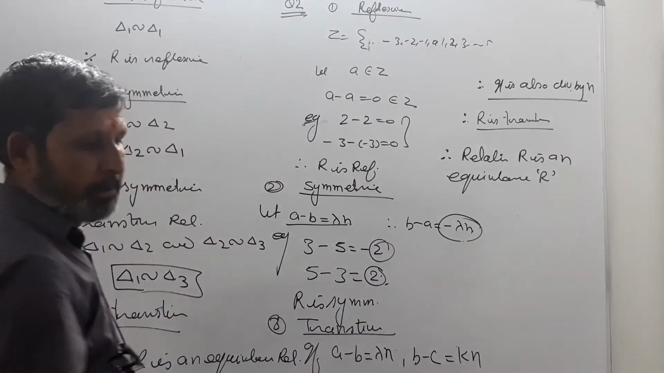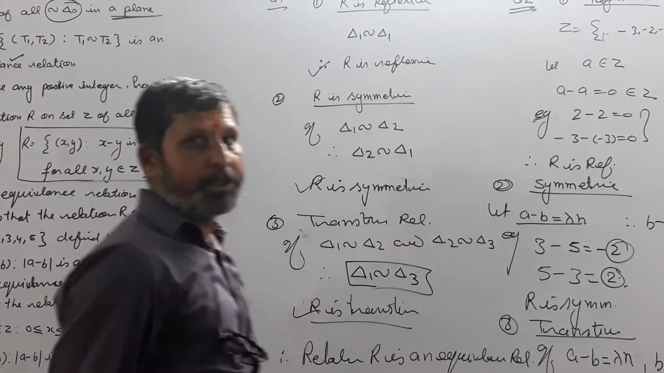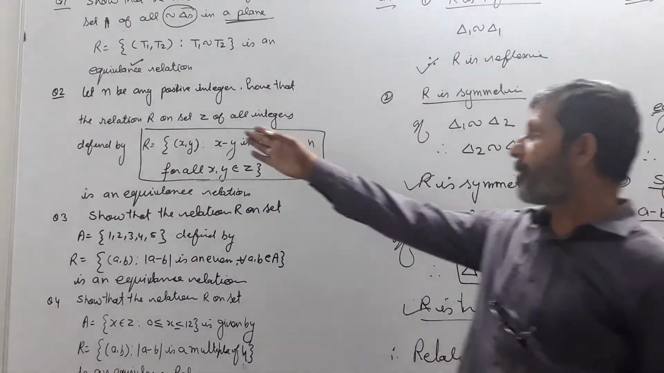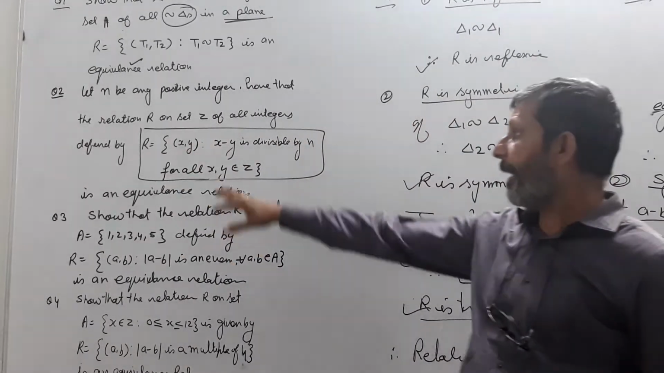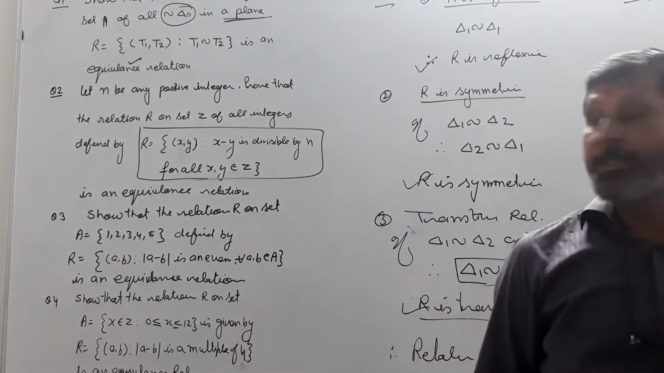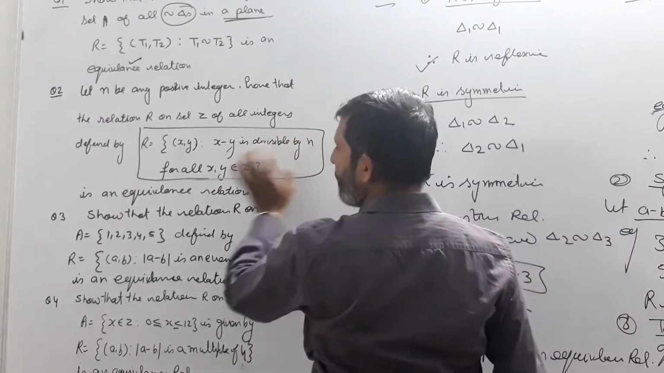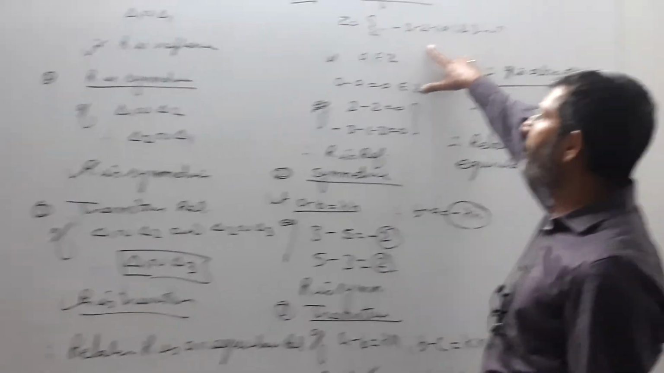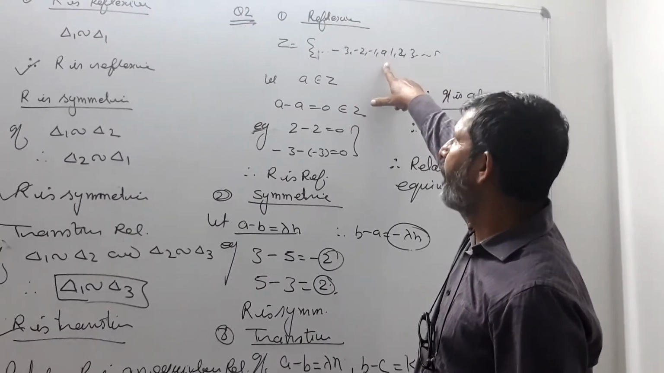Again I repeat, the question is: n is any positive integer, prove that the relation R on the set Z of all integers defined by (x, y), where x minus y is divisible by n, for all x, y, is an equivalence relation. What are the integers? These are the integers, positive as well as negative. 0 is also an integer.